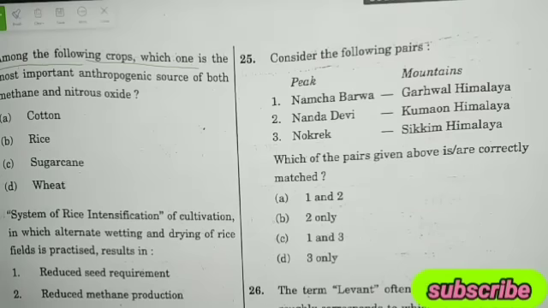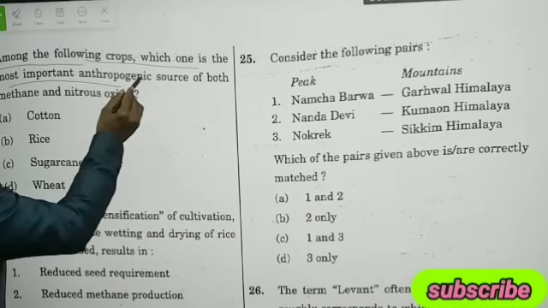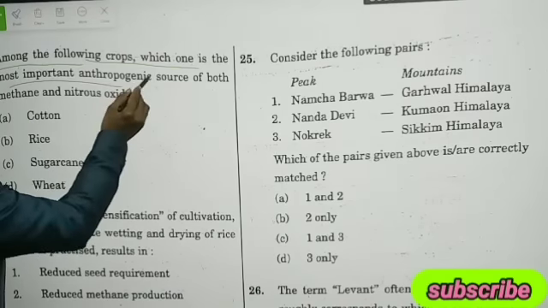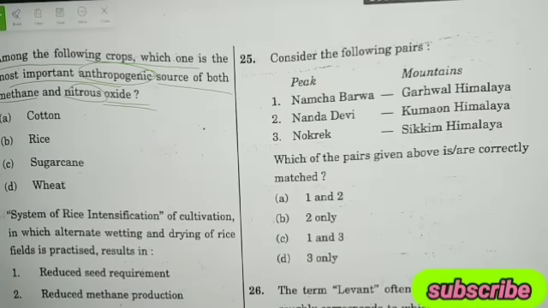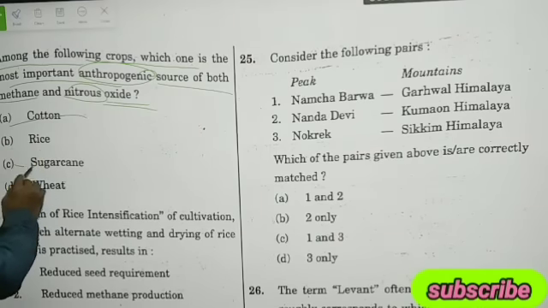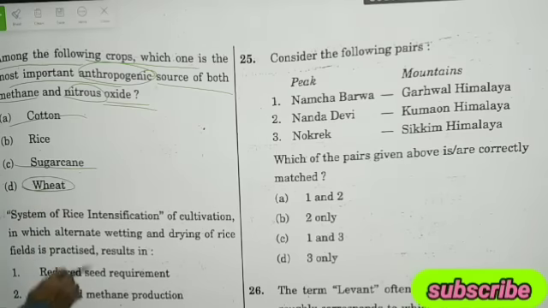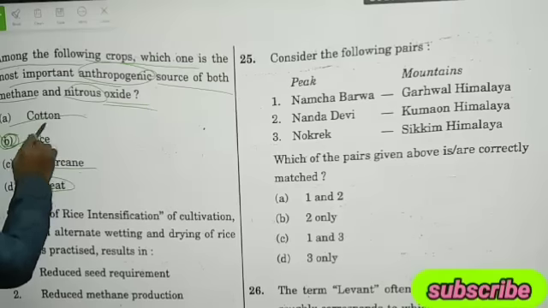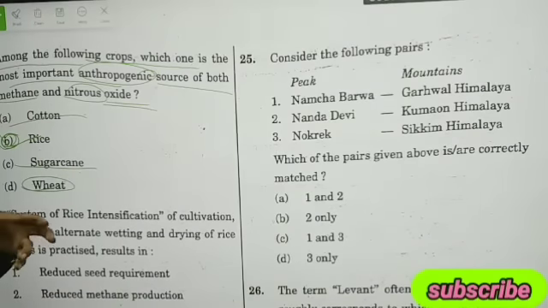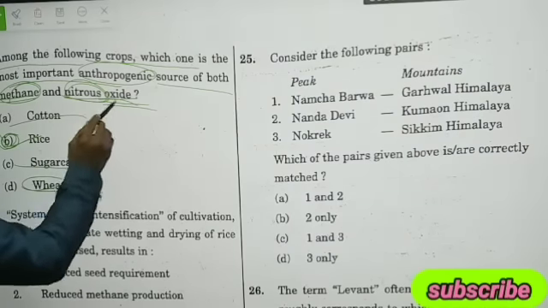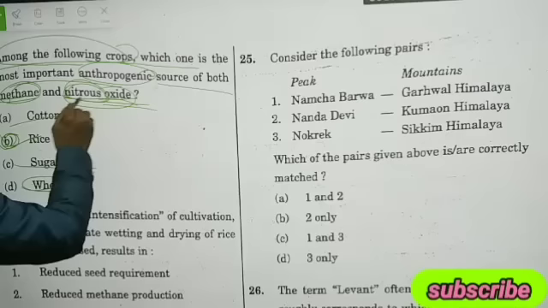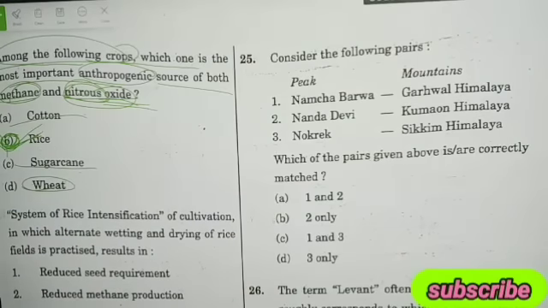Among the following crops, which one is the most important anthropogenic source of both methane and nitrous oxide? Cotton, no. Sugarcane, no. Wheat, no. The correct answer is B, rice. Rice is the anthropogenic source of both methane and nitrous oxide.